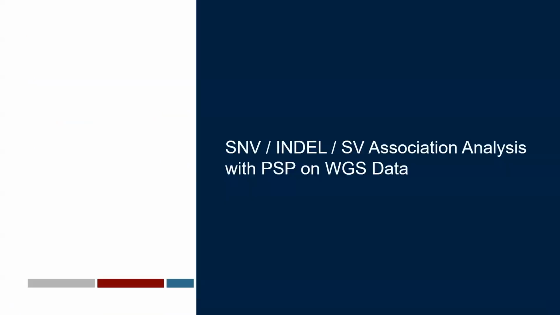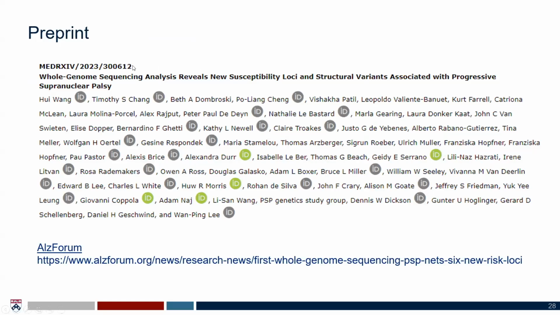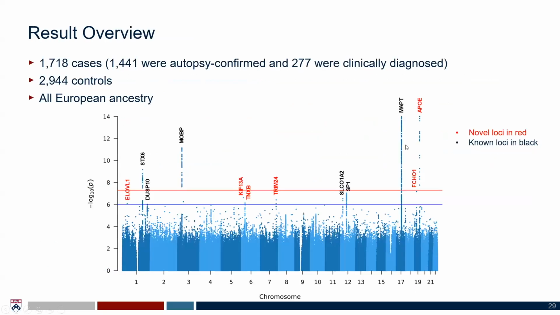The second part will be very quick. The preprint is here again, and the Alzheimer's Forum also noticed this study, so we have a short post on the ARF forum. You can check it out if you are interested. In the Manhattan plot here, the black ones are the non-PSP loci, and the numbered ones are the new PSP loci. Everything here is European ancestry, because there is nowhere we can collect other ancestries for a PSP study.